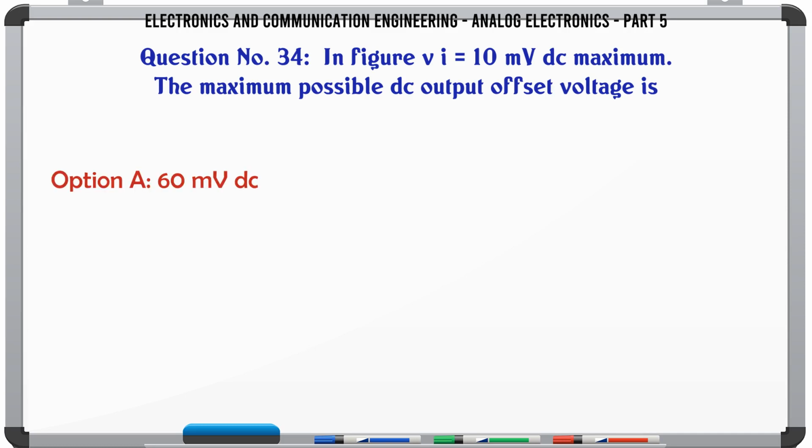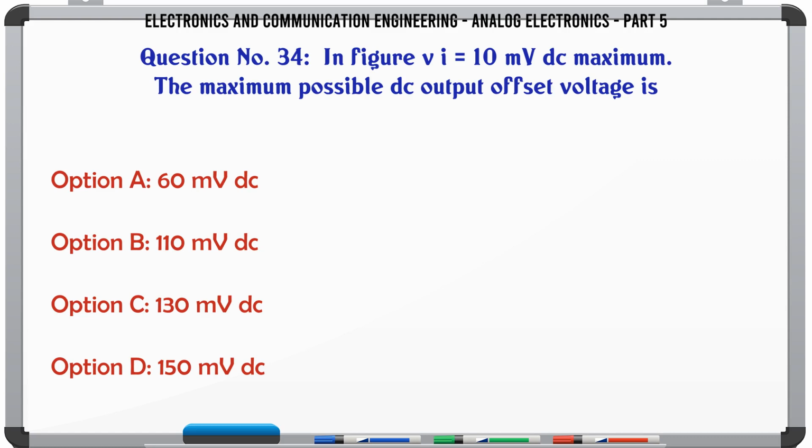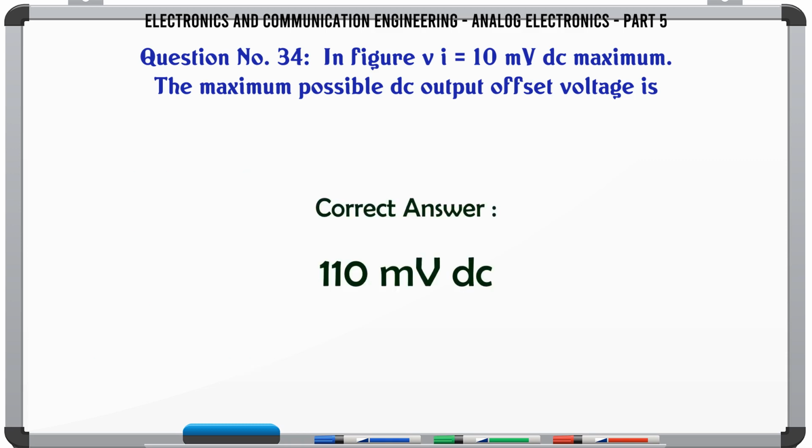In the figure, VI is 10 mV DC maximum. The maximum possible DC output offset voltage is: A, 60 mV DC; B, 110 mV DC; C, 130 mV DC; D, 150 mV DC. The correct answer is 110 mV DC.